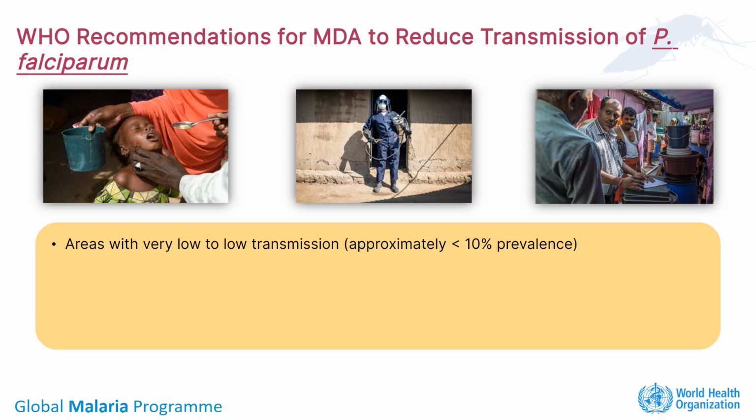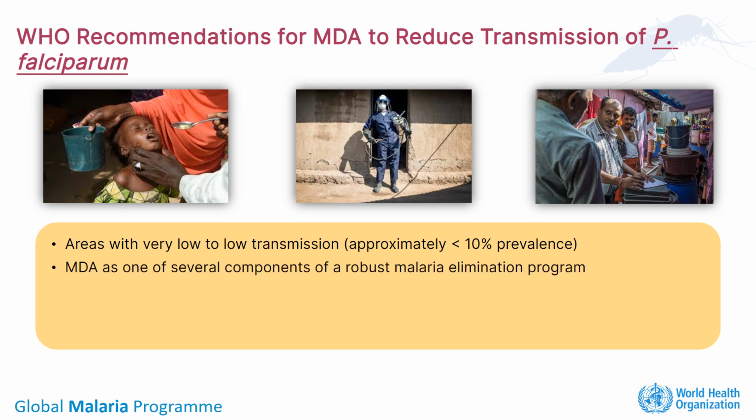These additional elements are needed because MDA might quickly reduce transmission of Plasmodium falciparum, but the effect wanes within 1 to 3 months. Therefore, a robust malaria elimination program is needed to reduce the risk of resurgence after the MDA program is ended. MDA is recommended for the reduction of Plasmodium falciparum transmission in all areas with prevalence below approximately 10%. This threshold is not an absolute cutoff, but a general guideline on where MDA might have the greatest effect on Plasmodium falciparum transmission.